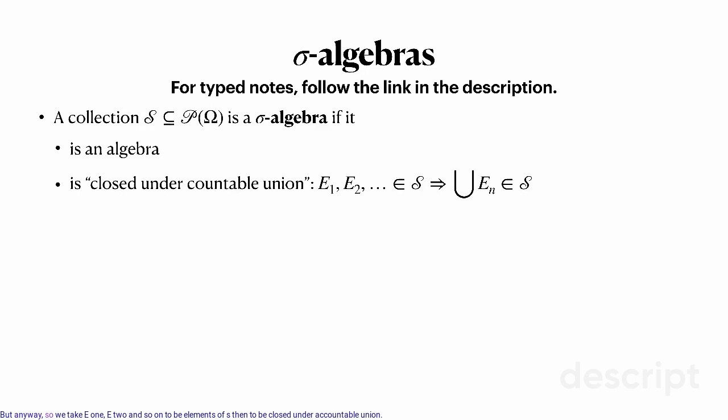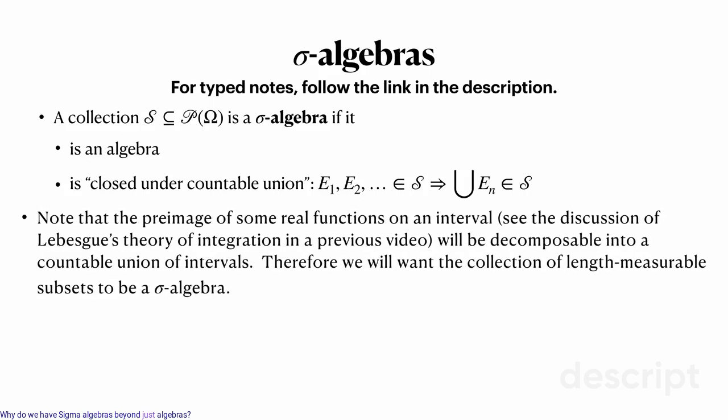But anyway, so we take E1, E2, and so on to be elements of S. Then to be closed under countable union, we must have, whenever that is the case, the union over them is also in S. That extra condition tacked on to being an algebra is what it is to be a sigma algebra. Why do we have sigma algebras beyond just algebras?